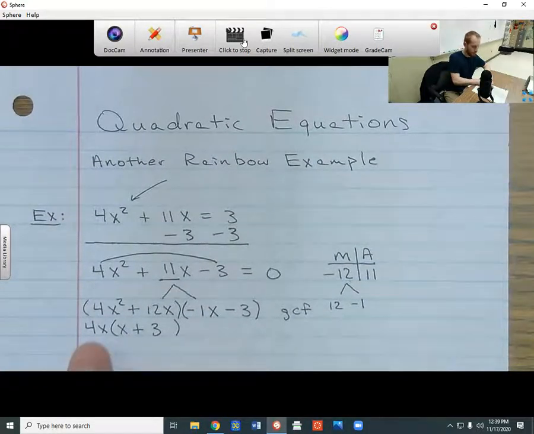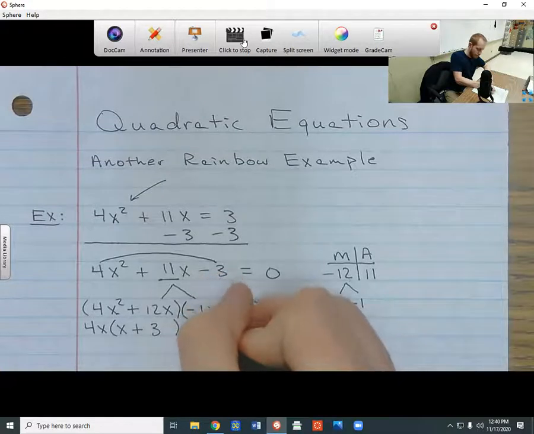Well, notice that these two terms don't really have anything in common. They don't have an x in common. They can't be divided by the same number. The only thing that they really have in common is a negative. So I can take out a -1 and see what happens. And it might turn out that this doesn't work, but at least you tried it, right? So I'm going to take out a -1 and see what happens.